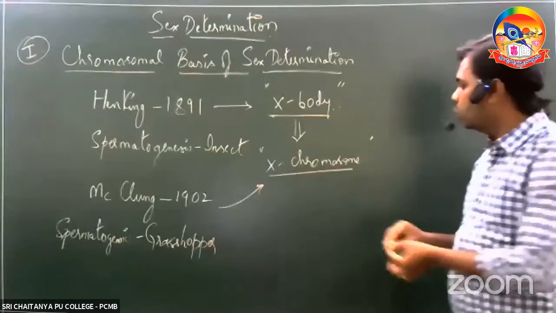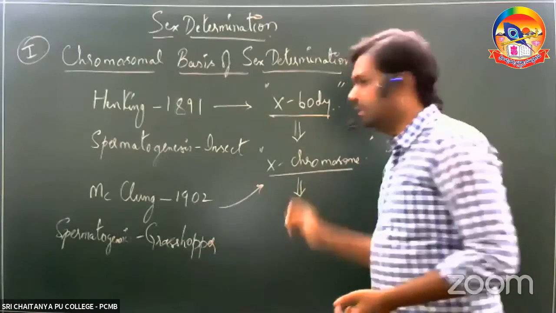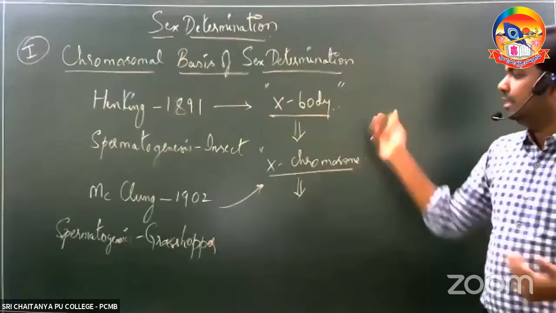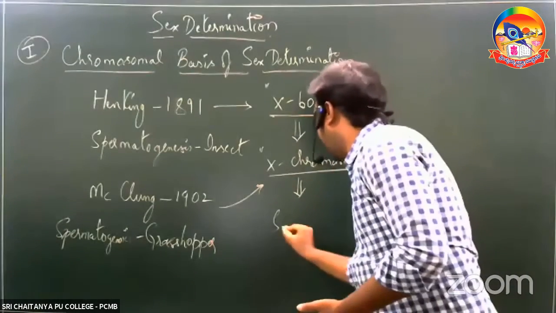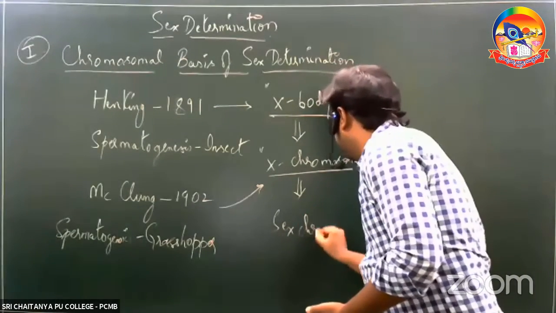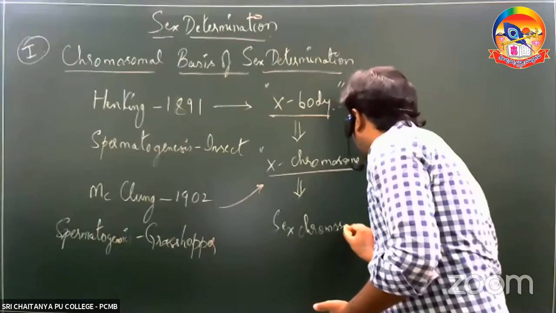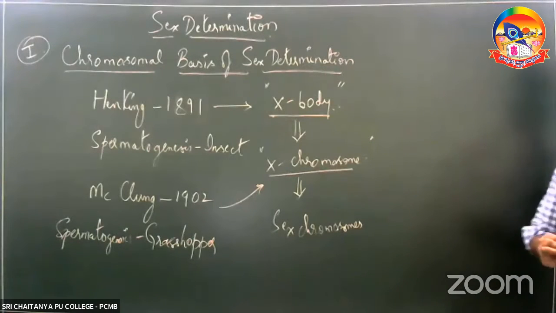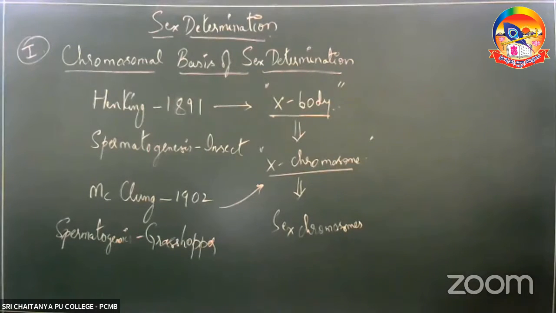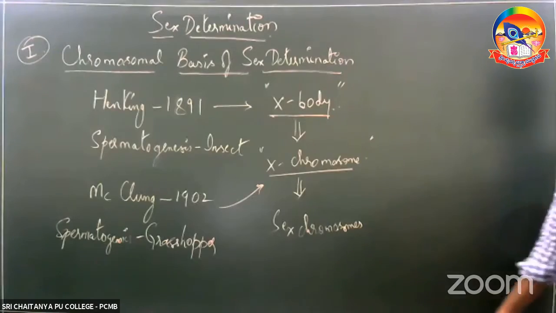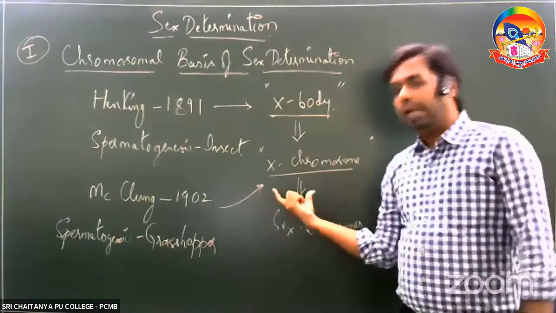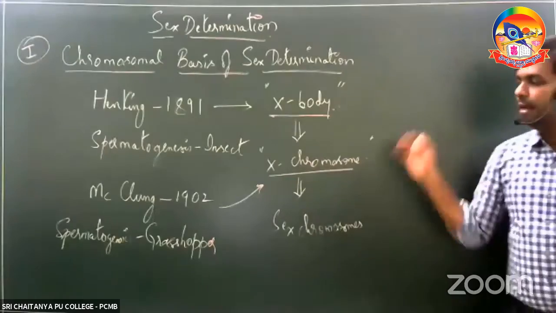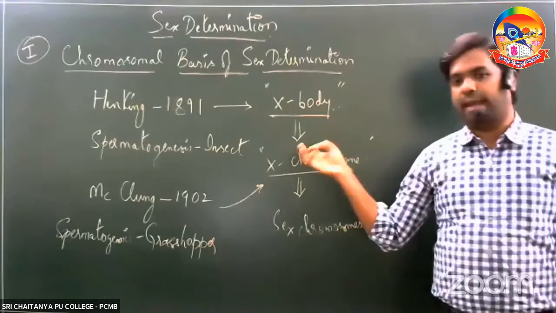Now, since this X chromosome is involved in determining the sex of an individual, he started calling it a sex chromosome. Right? So this is how the sex chromosomes, the X chromosomes, came into the picture. It all began with the work of Henking, then came Macklung, who said that this X body is nothing but the X chromosome, which is involved in determining the sex of an organism.